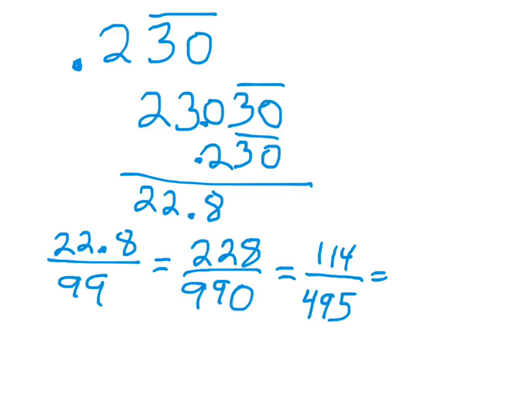And I look and I say 495 and 114. Using divisibility rules, I know that they are both divisible by 3. So I divide the numerator and the denominator by 3, and I get 38 over 165, which is as far as I can reduce it. And if you check on your calculator, 38 over 165 is indeed equal to 0.230, with the repeating part on the 30.